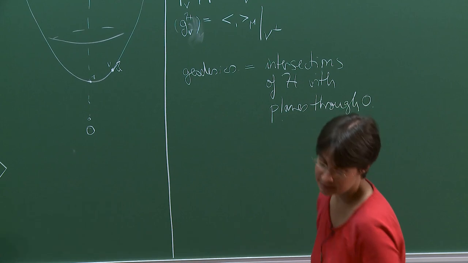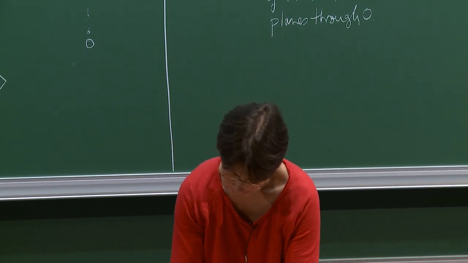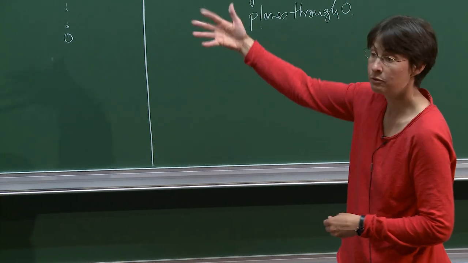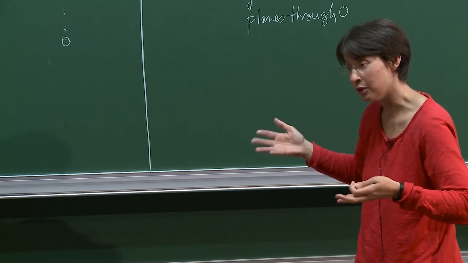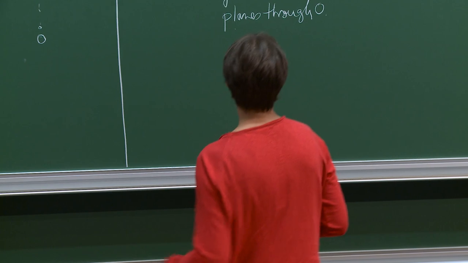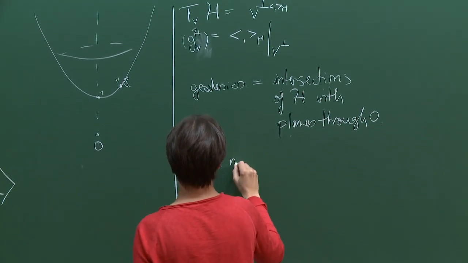Okay, so this is in some sense one of the most natural models of the hyperbolic plane, and we will start with this model and now derive from this one other models. The next one we want to derive from it is what is called the Klein model.